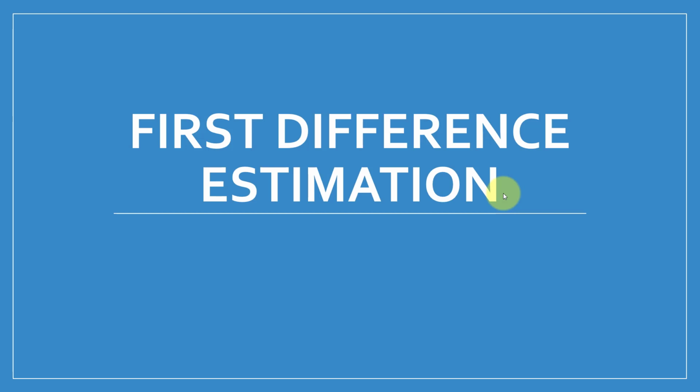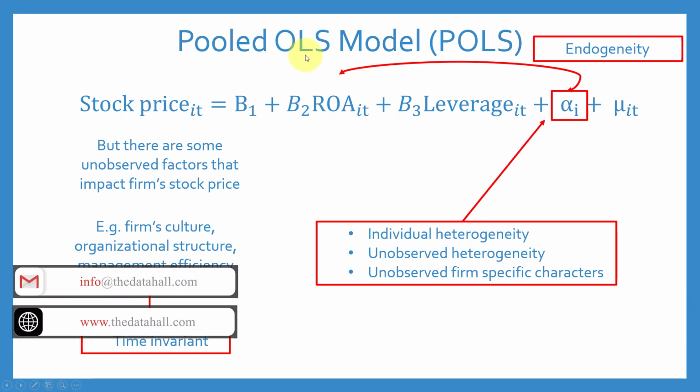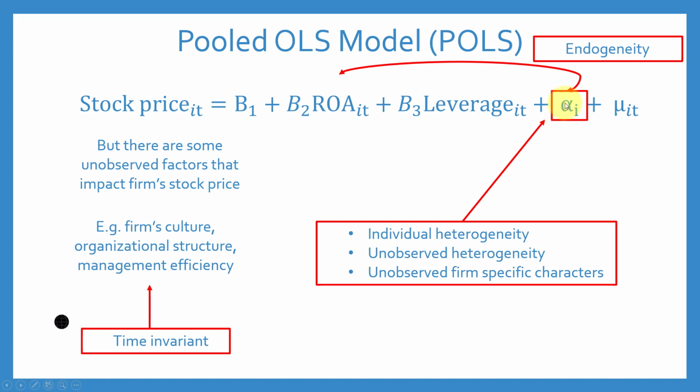Let's move to first difference estimation. It is a type of fixed effect model. Now in our first video, we discussed that the issue with pooled OLS is that we have this alpha i, which represents the individual heterogeneity. And if this alpha i is correlated with any of our independent variables, then we have this problem of endogeneity, and hence we do not fulfill the regression assumptions. So we have to deal with this alpha i.